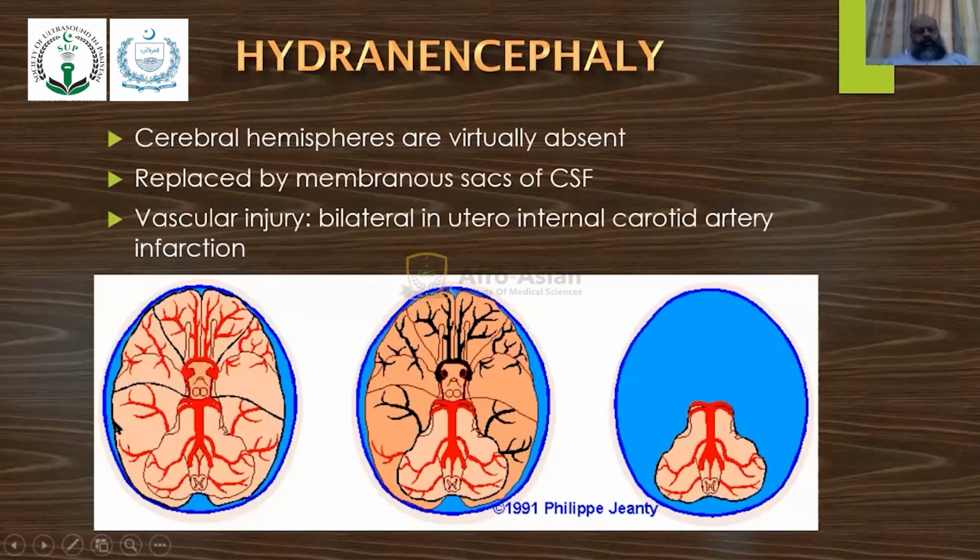Here it is, the normal brain. And here you can see the cerebral hemisphere virtually absent, replaced by membranous sacs of cerebrospinal fluid. Vascular injury, bilateral in utero, internal carotid arteries infarction. So internal carotid arteries are not formed.